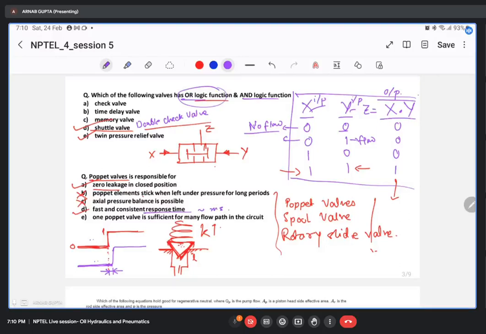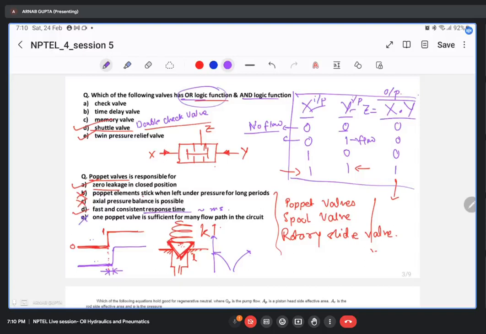One poppet valve is sufficient for many flow paths in the circuit. This is not correct because using one poppet valve, you can't control multiple flow paths. You can control flow path only in one direction. We can't control multiple flow directions using one poppet valve. So this is again not correct.